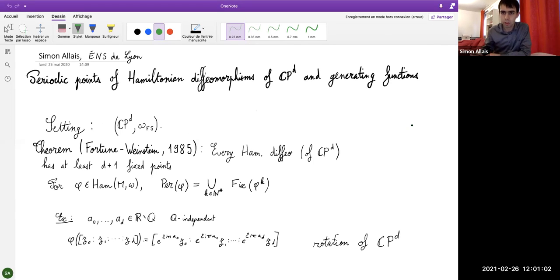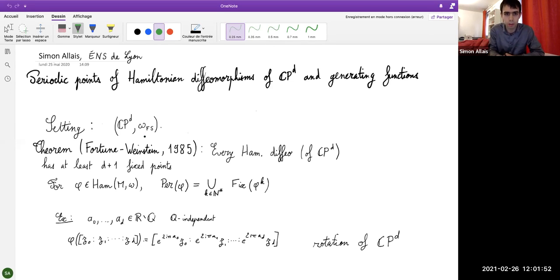Thank you very much for the invitation. The topic of my talk will be the study of periodic points of Hamiltonian diffeomorphisms, exclusively on the complex projective spaces, by the use of generating functions. I will not prove or give hints to a new theorem, but my goal is to give you another way to prove a recent result of symplectic dynamics on CP^D using only generating functions and Morse theory.